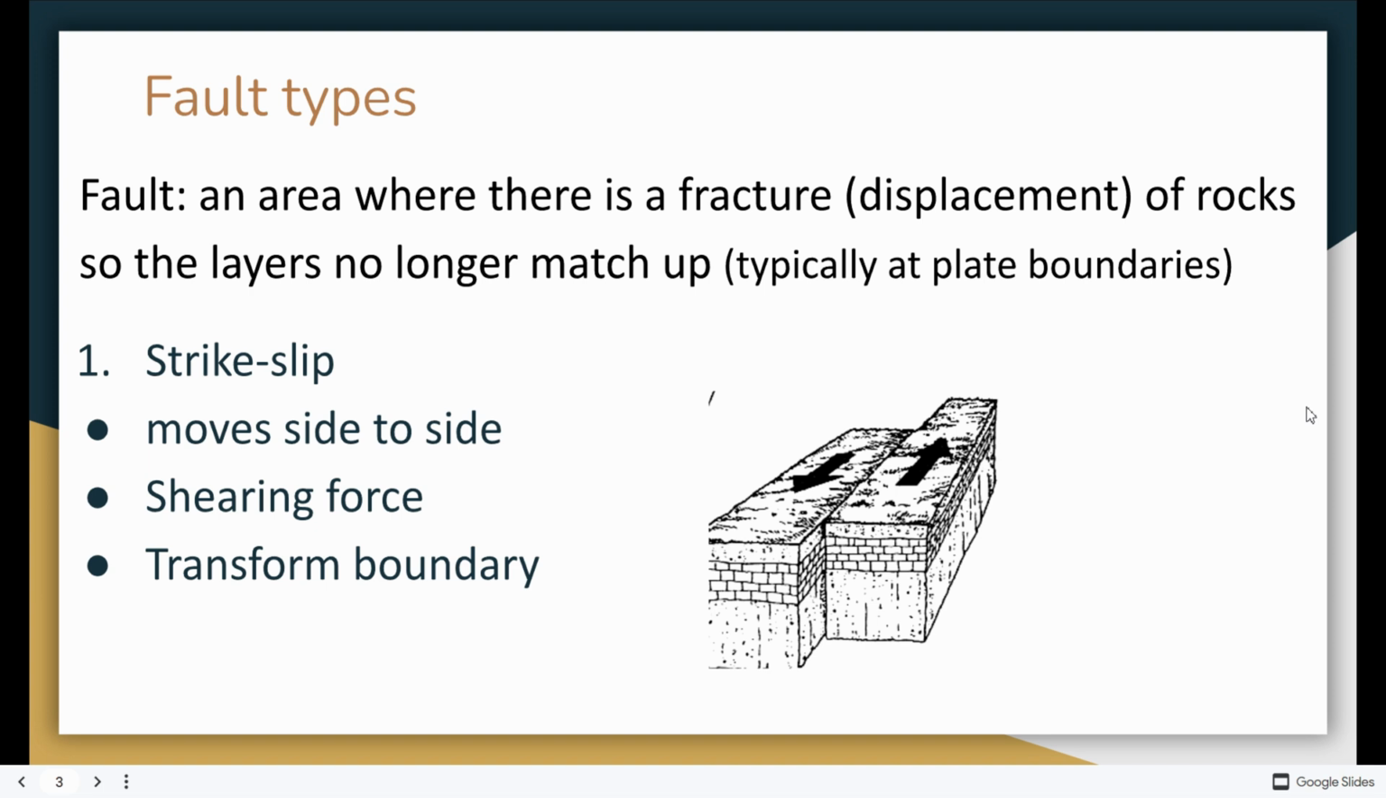So if you have a strike-slip fault, this is the transverse fault that moves side to side. So this is the one where you rub your hands together and they move opposite directions. This is going to be a shearing force. The shearing force just means when you rub past. Shearing is to break off. So if you have two pieces of rock moving past each other, they can break pieces of each other off. So this is going to be our transform boundary.